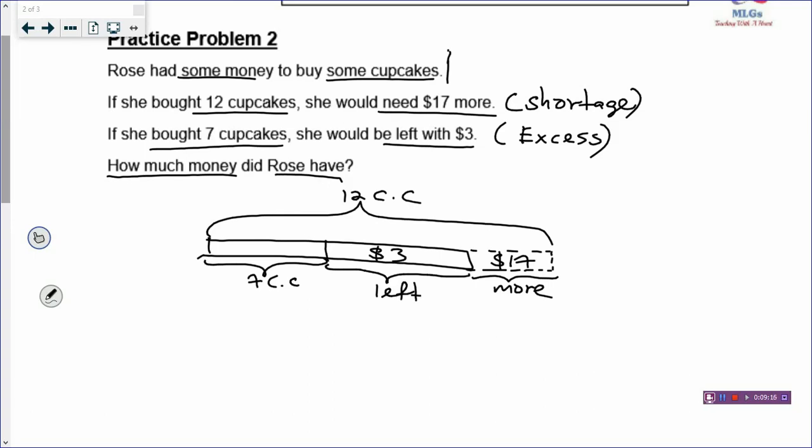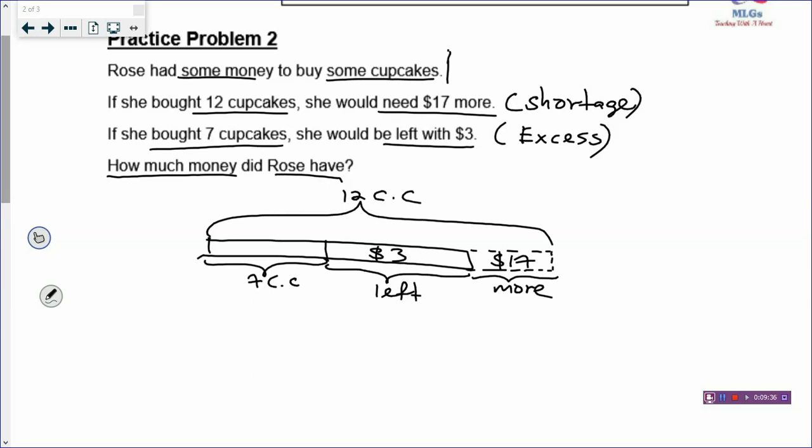$3 is actually longer than $17, but it doesn't matter because once you have labeled your model, it really doesn't matter whether it's long or short, right? Whether $3 is supposed to be shorter or long or whatever. So just label clearly, right? Make sure you have clear labels, and the labels will help you to solve later on.